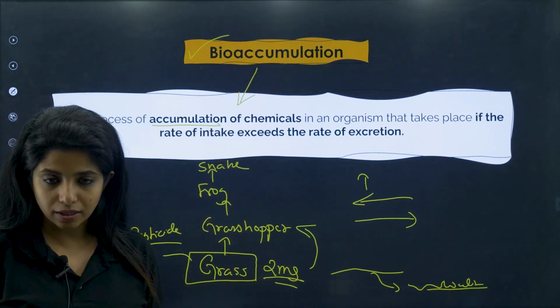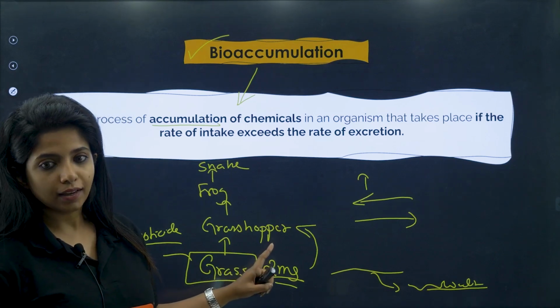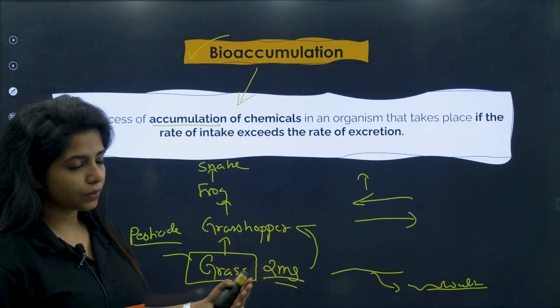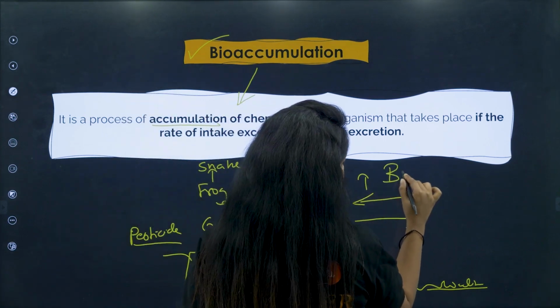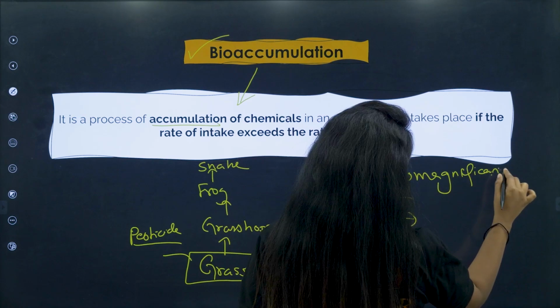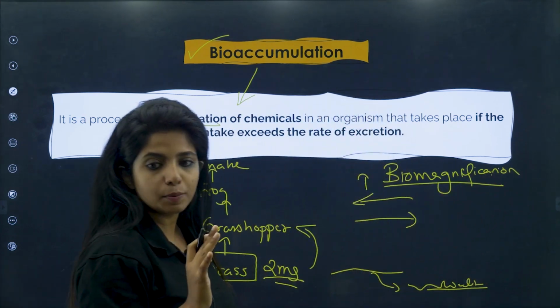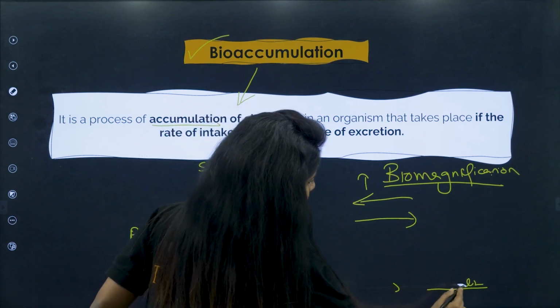Accumulation, bioaccumulation. And when bioaccumulation happens, on a longer run, you would be seeing something else which is known as biomagnification. Bioaccumulation is basically accumulation of things. Okay, it is what? Accumulation of things.